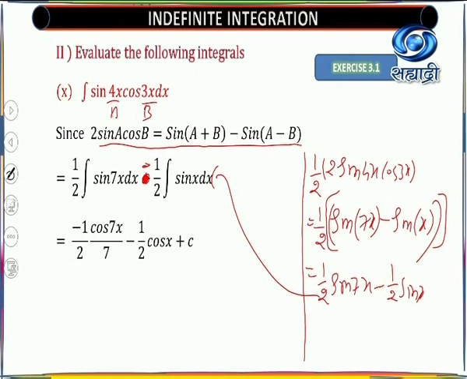By integrating, what you will get? Integration of sine of 7x: this is a 7 multiple, so it goes to the denominator, and the integral of sine is minus cos, and this minus becomes plus half cos x plus constant of integration. So you will get minus cos 7x upon 14. So this is your final value. Your final value is minus cos 7x upon 14 plus cos x upon 2 plus constant of integration. Okay, now by this formula you will get your values over here, and we'll stop here.